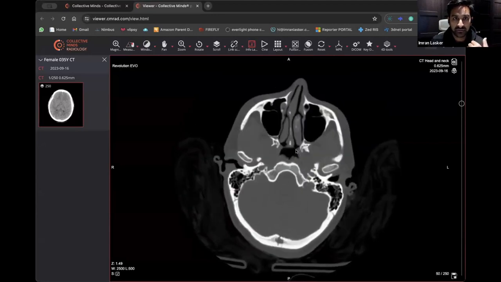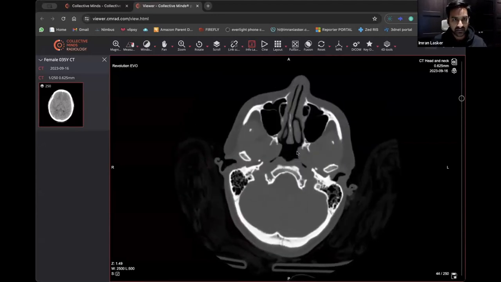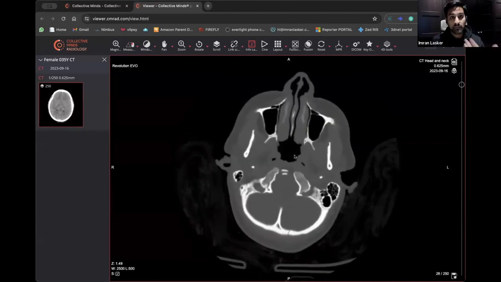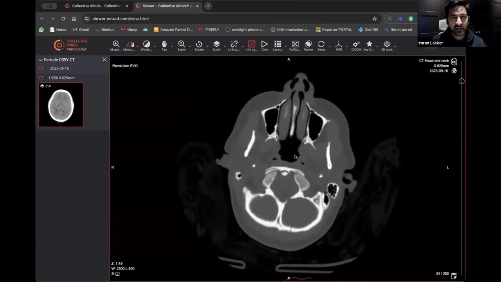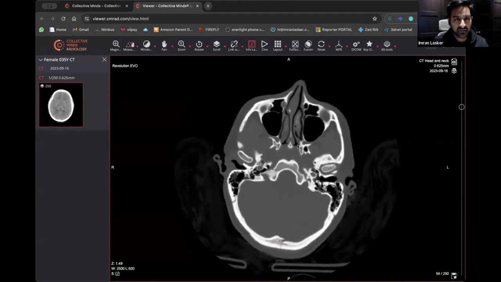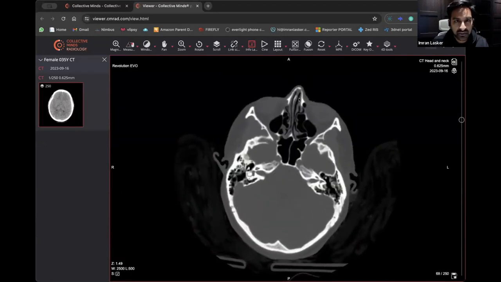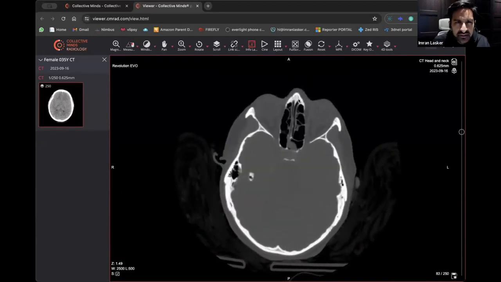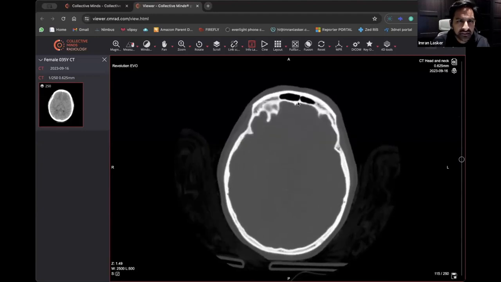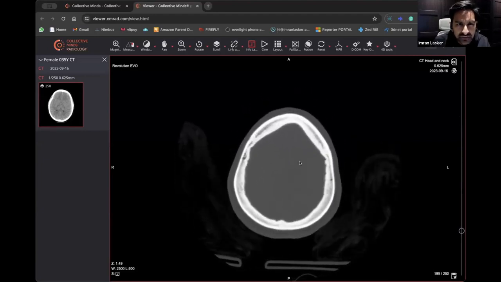So facial bones are quite important because if someone's had an acceleration deceleration injury, maybe they hit their head on the front, maybe there's a fracture of the facial bones. I don't think I can see any facial bone fractures. Do correct me if you can see one, but I can't see any there at all. Nasal bones, they look okay. It doesn't look like they're fractured. The frontal bones look okay as well.